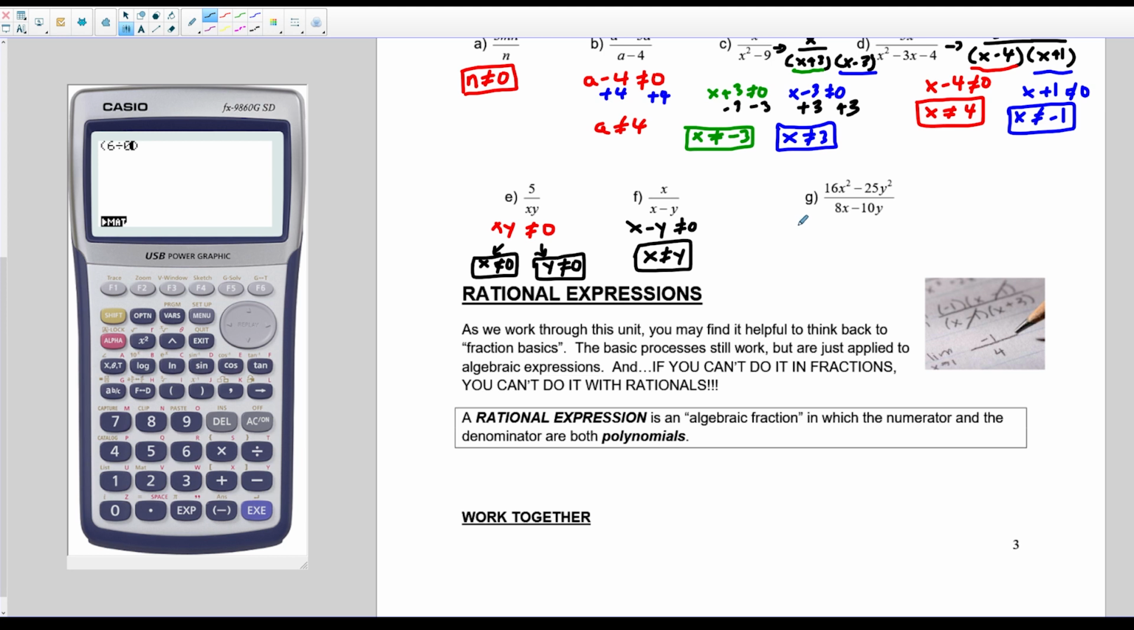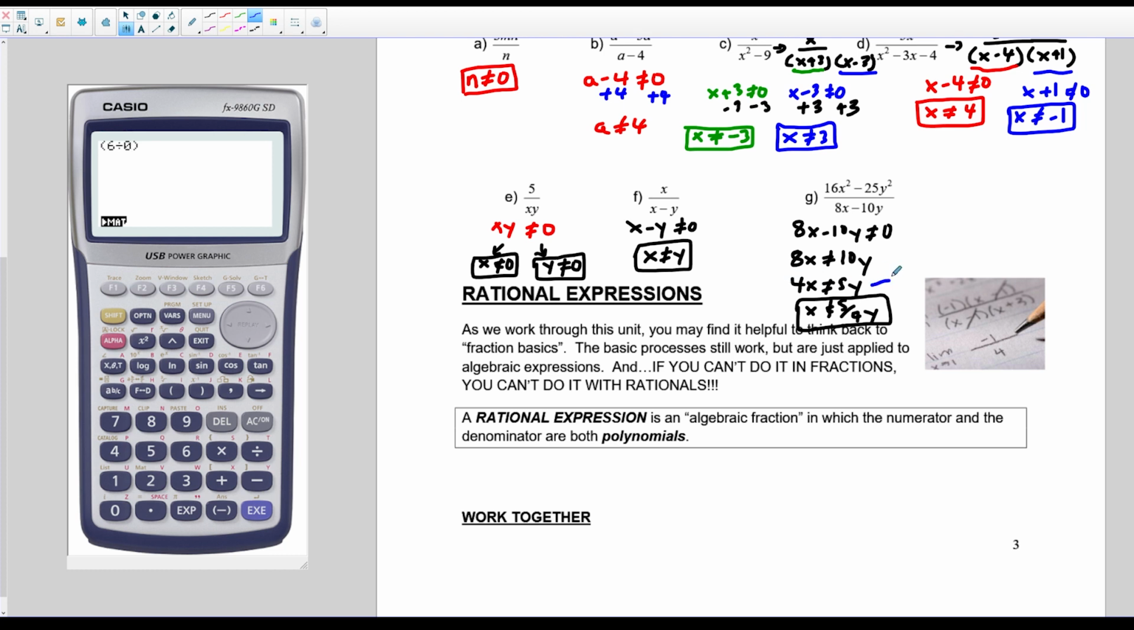This next one, once again, looks a little bit tricky, but same idea. 8x minus 10y cannot equal 0. So we're going to end up with two NPVs here, one where we are solving for x and one where we're solving for y. So first off, let's add 10y to both sides. Let's divide both sides by 2, so that leaves me with 4x cannot equal 5y. Then we divide both sides by 4, so x cannot equal 5 over 4 y. That's my first NPV.